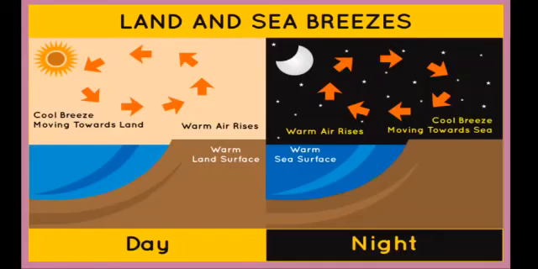Now you can see in the picture the land and sea breezes. The sea breeze occurs at what time? During the daytime. Now we can see a warm land surface during the day, a cool breeze moving towards the land, and warm air rising up. And this is the land breeze. In the land breeze, warm air rises up and the cool breeze moves towards the sea, because the surface of the sea is warmer, and it occurs only at night.